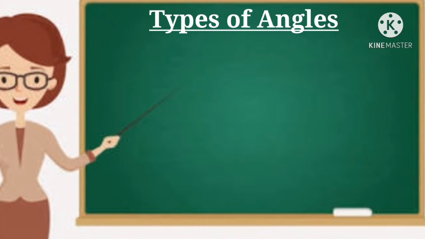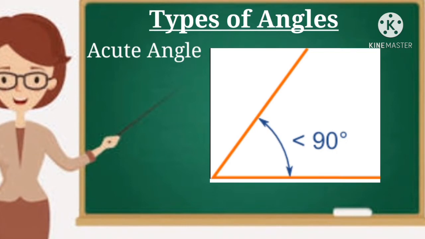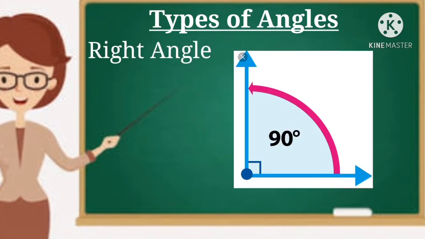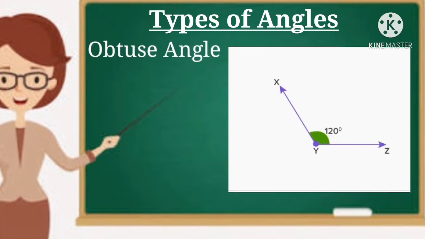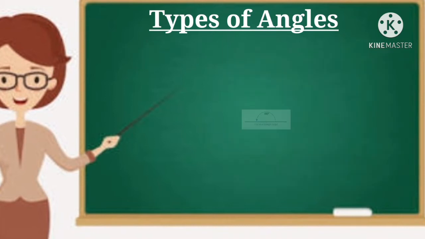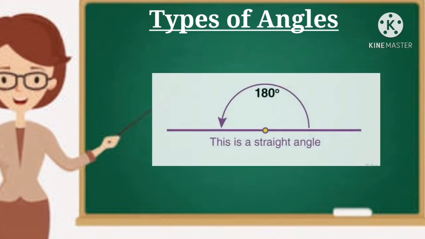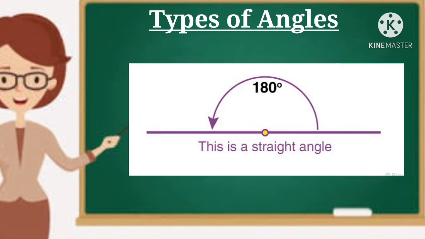We have a few basic angles, namely, acute angle is less than 90 degree. Right angle is equal to 90 degree. Obtuse angle is more than 90 degree but less than 180 degree. Even when we have a straight line, it forms an angle of 180 degree and it is called as a straight angle.